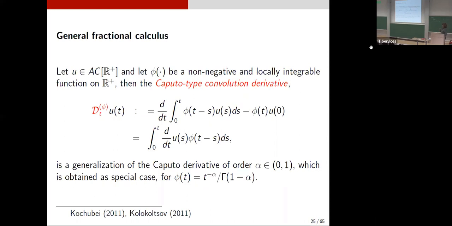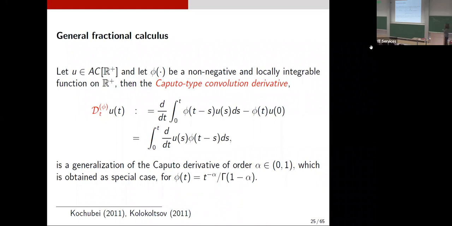The definition that I've chosen here generalizes the Caputo fractional derivative of order alpha. If you remember, in the Caputo fractional derivative, we had t minus s to the power minus alpha divided by gamma of 1 minus alpha. Oh, yes, it's written here. So this, of course, is a generalization of the fractional Caputo derivative of order alpha for a more general kernel.